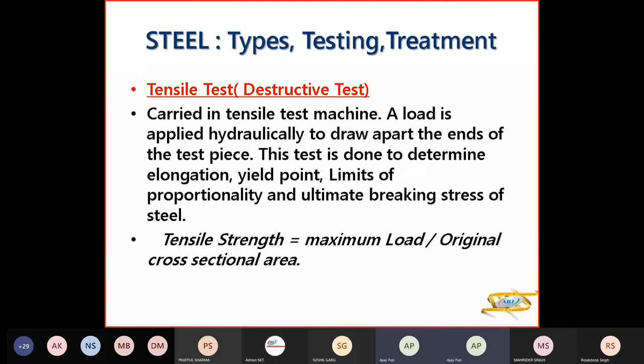So this is carried out in a tensile test machine. Load is applied hydraulically to draw apart the ends of the test piece till the point of destruction. There you determine your stress strain curve, that is your elongation, yield point, limits of proportionality, UTS. You can determine these in your tensile test because you're finally fracturing it at the fracture point or the breaking point.